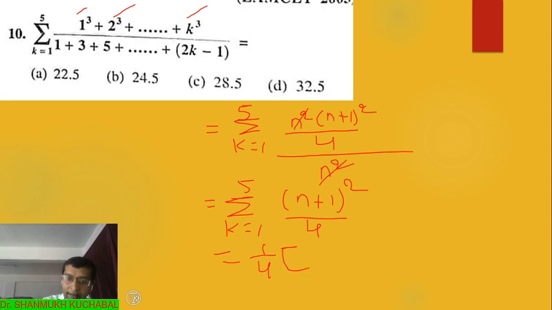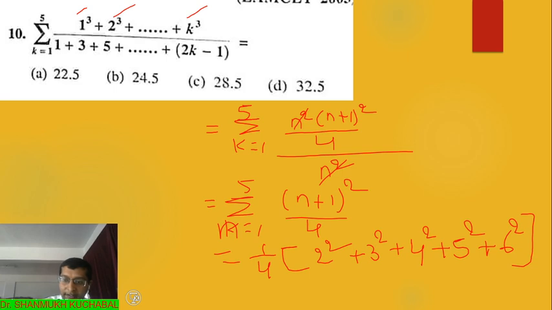I take n equal to 1. We get 2 square, since 1 plus 1 is 2 square. Next 3 square, 4 square, 5 square, then 6 square. So 6 square is 36 plus 25 plus 16 plus 9 plus 4, divided by 4. If we simplify this, we get the answer as 22.5. Therefore the right answer is option A, 22.5.